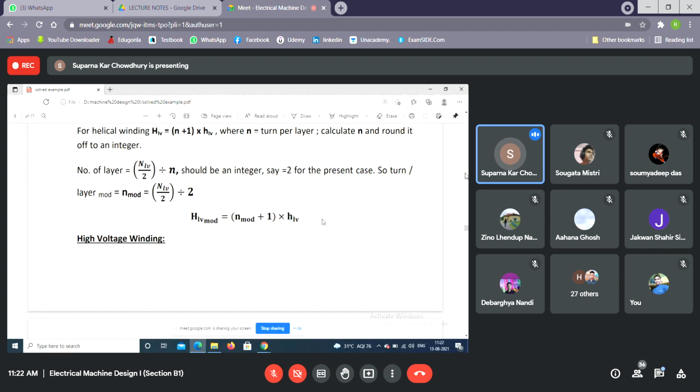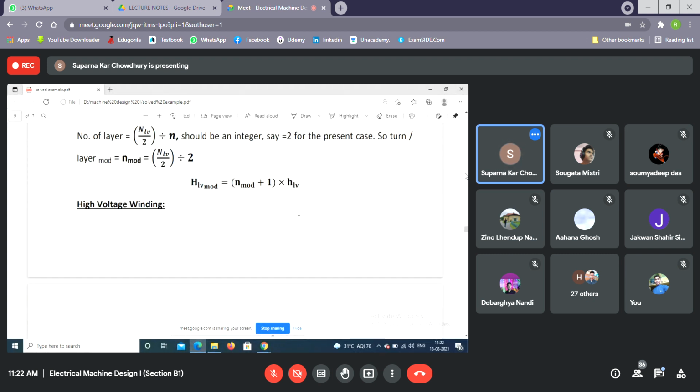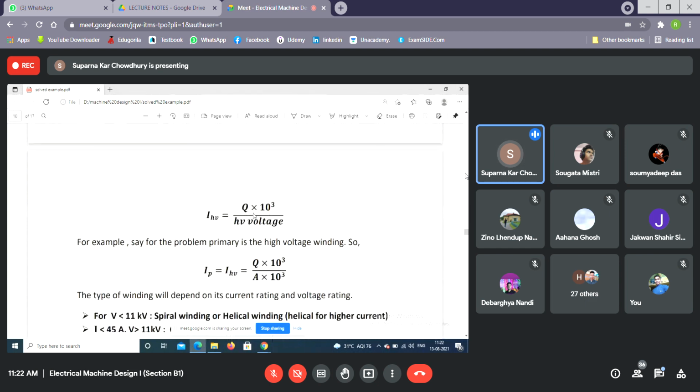Now, whatever height we started from, the LV winding height has now been modified. We won't provide any extra space. So the LV winding modified height will be (n mod plus 1), that is, in this equation n is replaced by n mod, into HLV. So this is the height of the LV winding. Now knowing the height of the LV winding, we go for the HV winding.